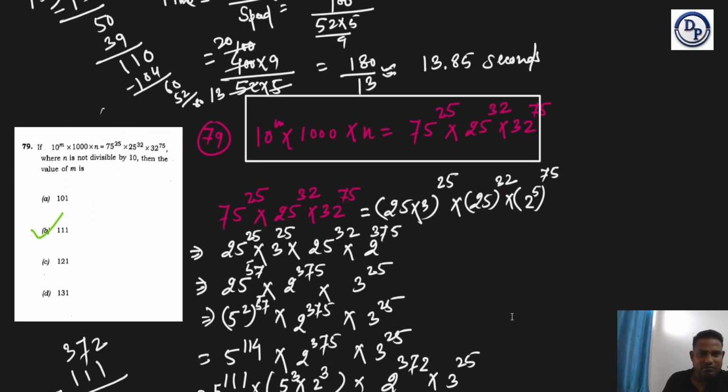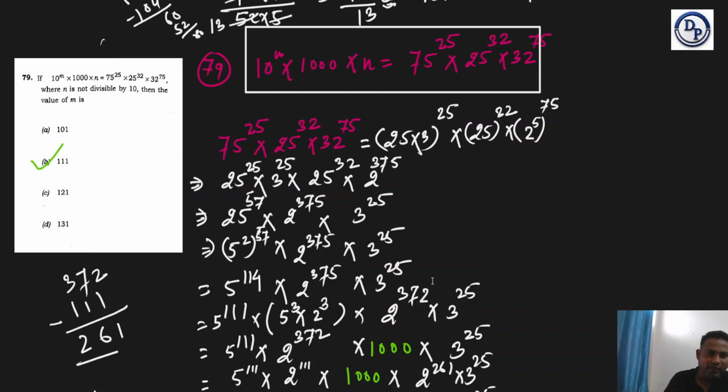The next problem is question number 79. This expression is given to us and we have to find the value of m. How can we find it? It's simple, the proposition of composition.